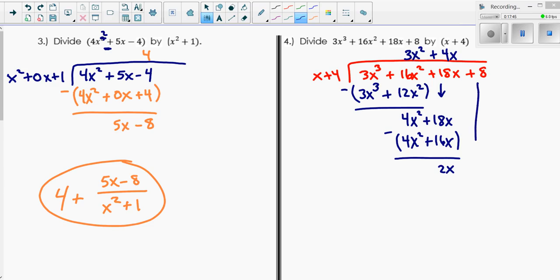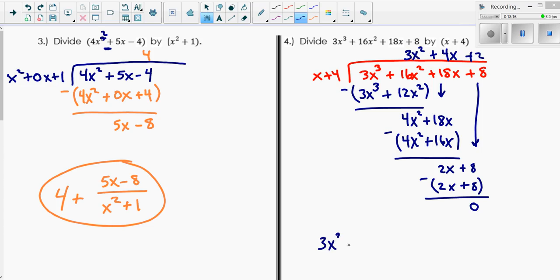And I have to bring down my 8. So plus 8. Okay. Now I need a 2x to cancel. And over an 8 can only be a number, so I need this to be a 2. So 2 times x gives me 2x and plus 8. Subtract all of this. So notice 2x minus 2x cancels, 8 minus 8 cancels, and I get left with a remainder of 0. So that means when I divide these, my answer has no remainder.